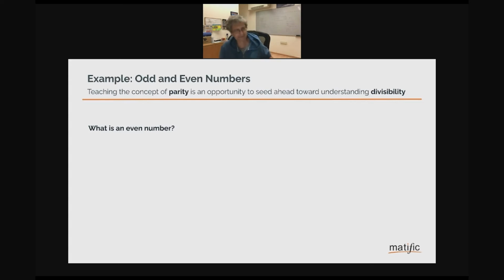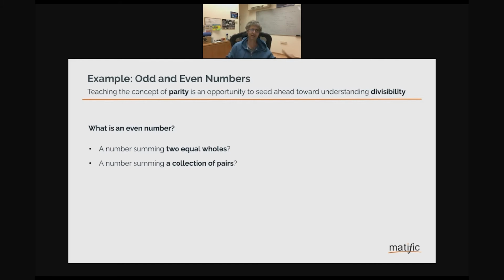So let me ask you, the audience, which I unfortunately don't see in person, what is an even number? I could provide you with 3 different answers. It's a whole number that sums 2 equal wholes. So 6 is even because it's 3 plus 3, the sum of 2 equal wholes. But it's also a number summing a collection of pairs. So under this angle, 6 would be even because it's 2 plus 2 plus 2.